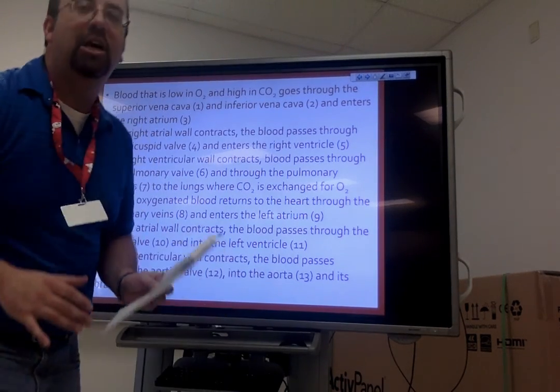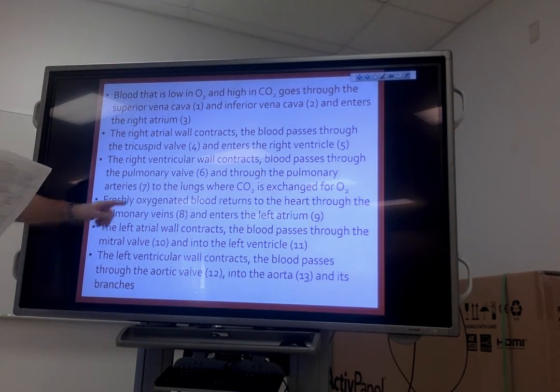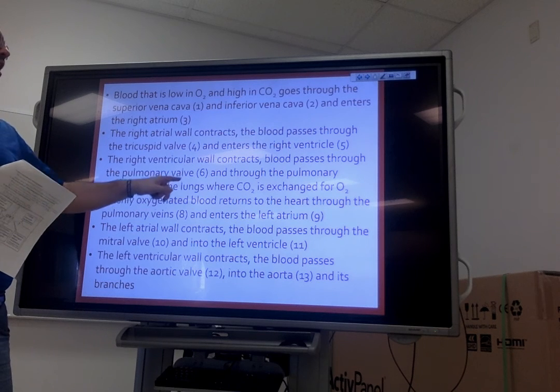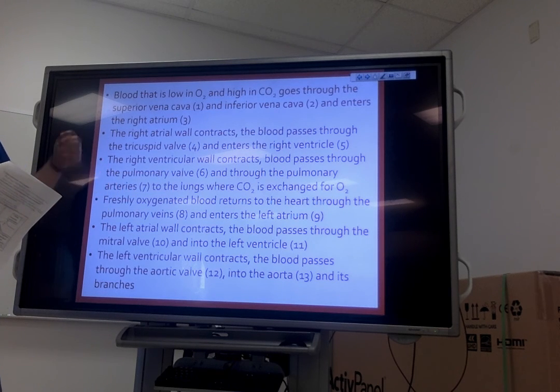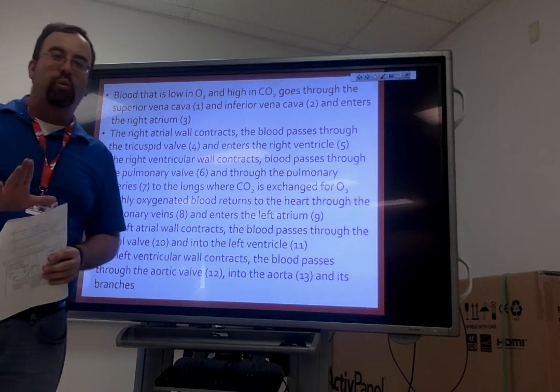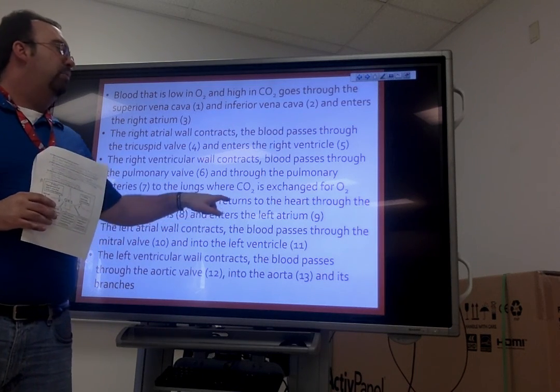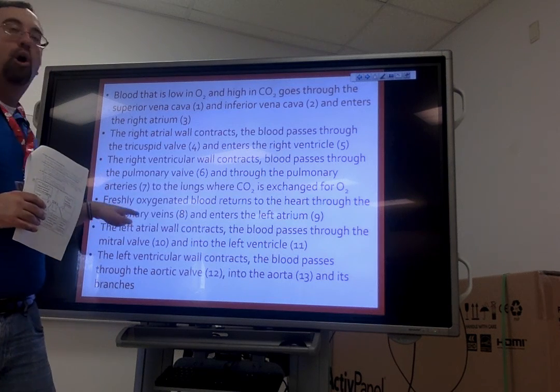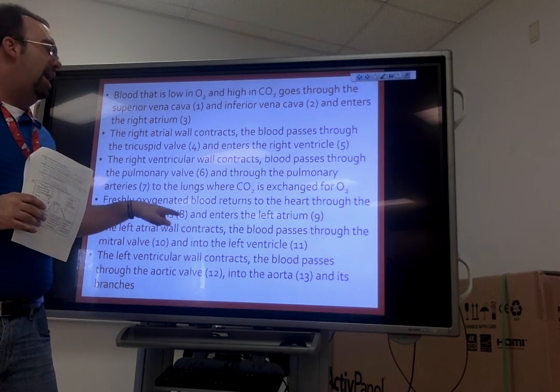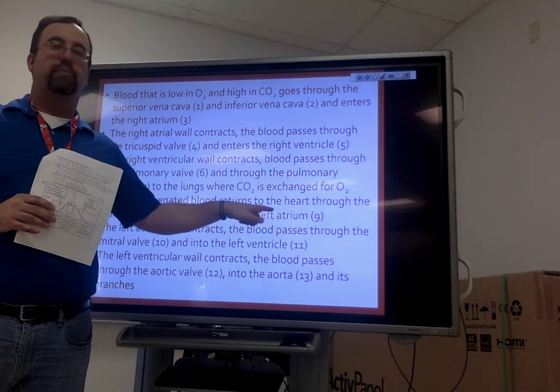In this case, the pulmonary arteries are taking blood to the lungs, and the pulmonary veins are doing the opposite. So it's the only exception to that rule. All right, freshly oxygenated blood returns to the heart through the pulmonary veins and enters the left atrium.